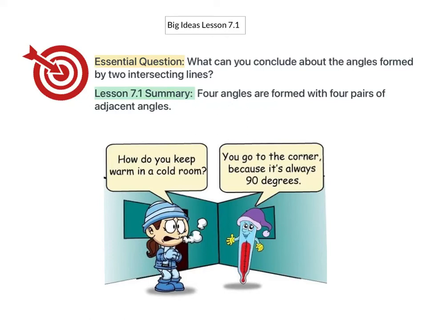This video is going to review the Big Ideas Lesson 7.1. What can you conclude about the angles formed by two intersecting lines? When we have two intersecting lines, we have four angles with four pairs of adjacent angles.